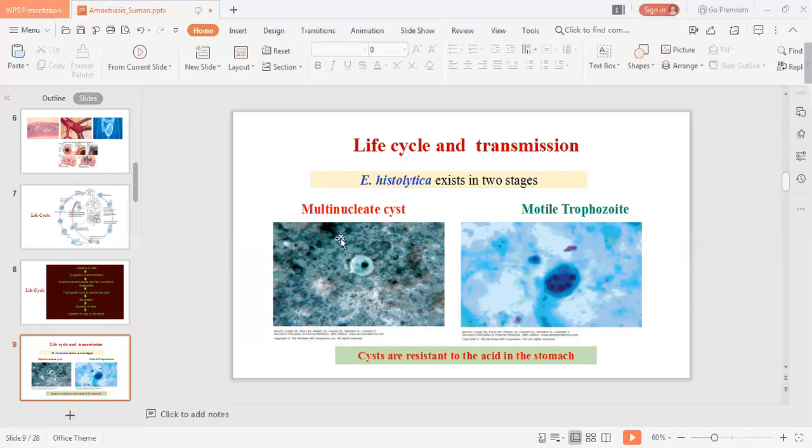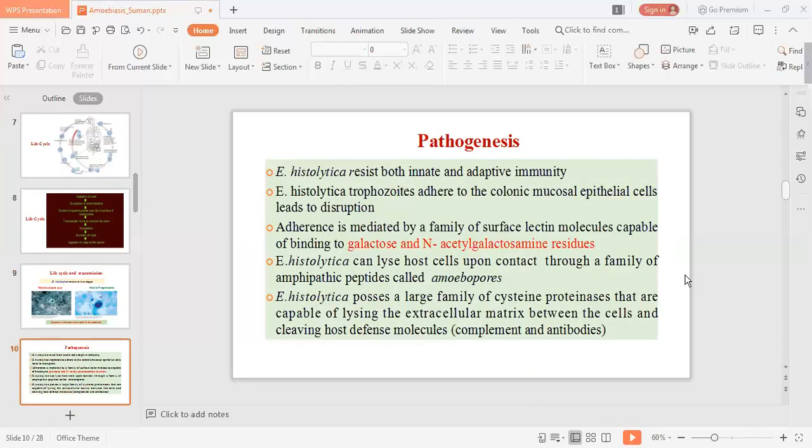But the cyst is the more dangerous one because it is resistant to the acidic environment of the stomach, and it can also survive outside the body for weeks, but not the trophozoite. The trophozoite cannot resist the acidic environment of the stomach.